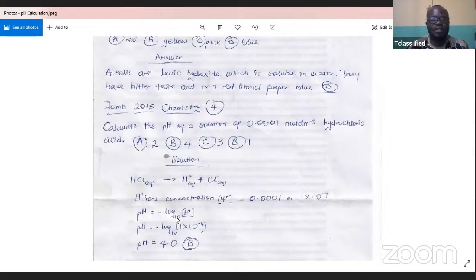So the pH is simply the negative logarithm of the hydrogen ion. So what is the concentration of this hydrogen ion? It's 1 times 10 to the power minus 4. Okay. So you take this 4 here, minus 4 down here. So we have negative times negative, so that you have plus 4. And when you have log 10 to base 10, you have 1. So the answer is 4.0.